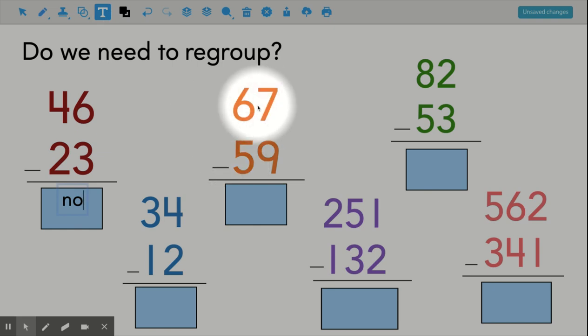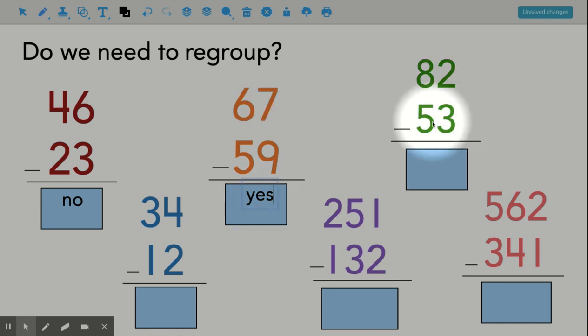Okay, let's look at this one now. 67 take away 59. Starting in our ones column, 7 take away 9. If you have $7, are you able to buy something that is 9? No, you're not. You don't have enough. So the question is, do we need to regroup? Yes, we do. We need to borrow from next door. And remember, the word regroup means borrow. So do we need to borrow? Yes. Mr. 7 does need to go next door to Mr. 6 and borrow from him. So the answer is yes.